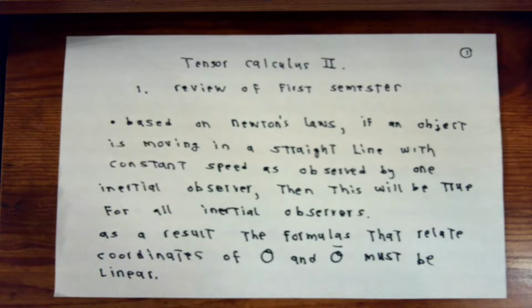the first law. If an object is observed to be moving in a straight line with constant speed by one inertial observer, then it is going to be observed that way by all inertial observers. That means that the formulas that relate the coordinates of the two systems have to be linear, otherwise the straight line nature of the path won't be preserved.